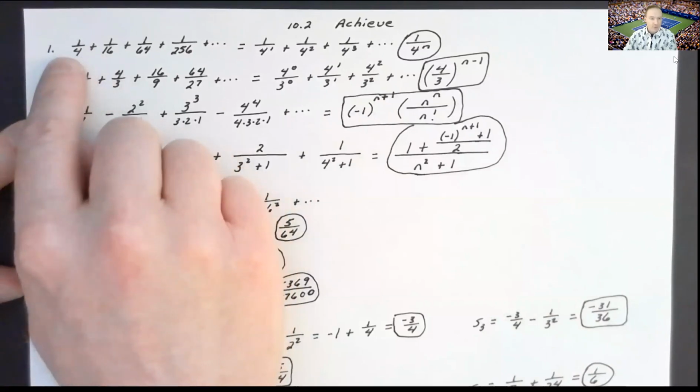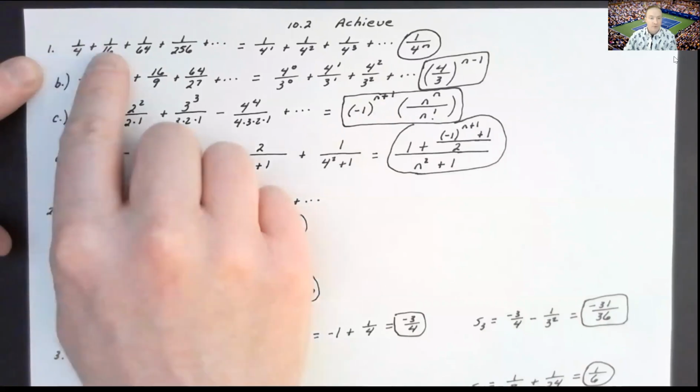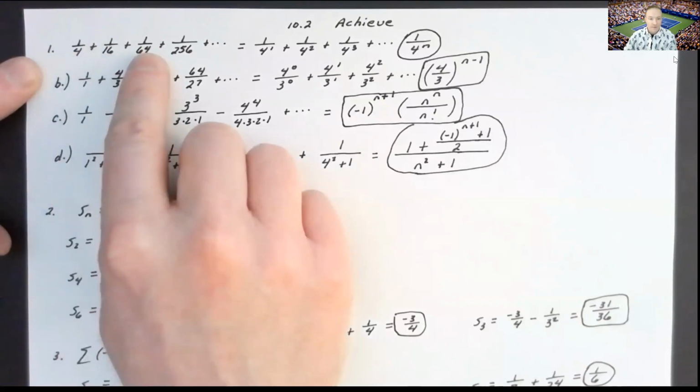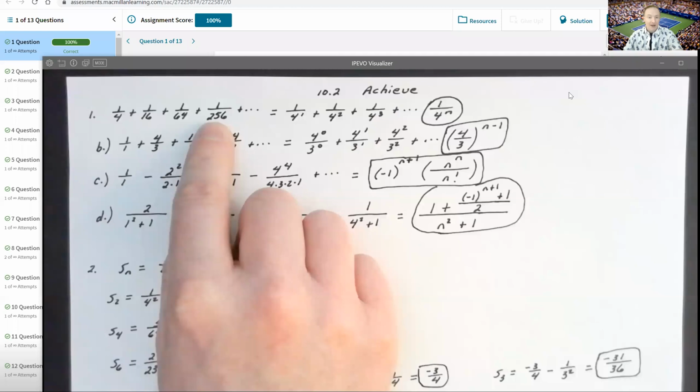So part A is going to give you something like 1/4 plus 1/16 plus 1/64 plus 1/256. And it's asking you to write that, please notice, as an nth partial sum. So some function for the nth term of that series.